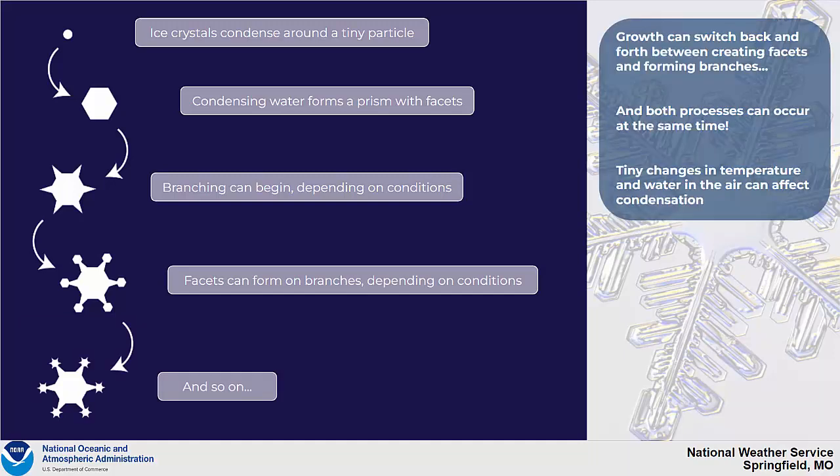Now, while snowflakes generally start as a prism with 6 facets, its growth can actually switch back and forth between creating facets and forming branches, and both processes can actually occur at the same time. The tiniest changes in both the temperature and the amount of water in the air can change how the molecules act and how they condense.